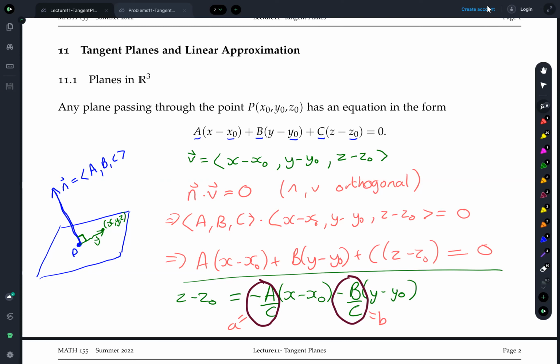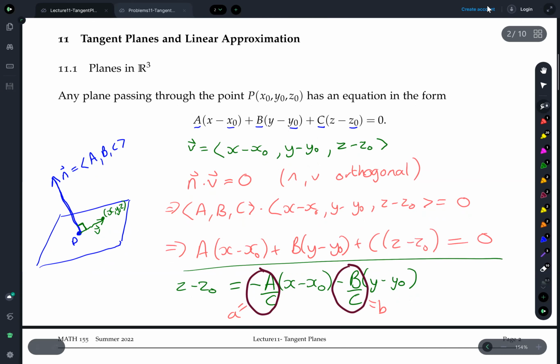And because our normal vector is perpendicular to any vector in that plane, it's going to have an angle of 90 degrees, which means that if we do the dot product between our normal vector and any vector in the plane, it's going to be 0. So if we work that out, if we do ABC dotted with our vector V, then we end up with this equation for the plane, and that's true in general.